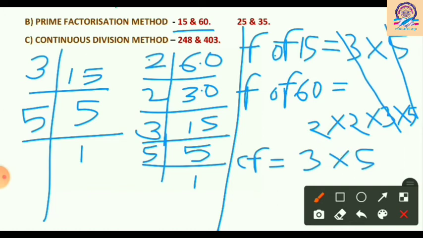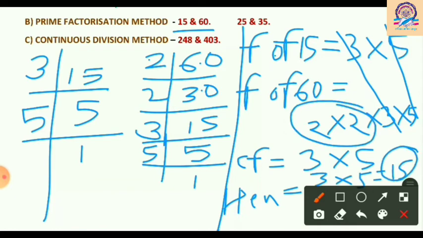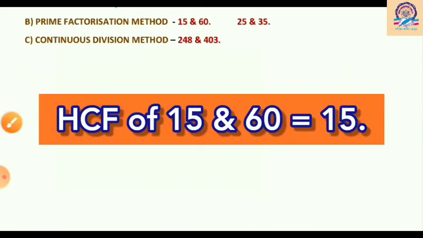Hence the common factors for 15 and 60 are 3 into 5, and when you multiply 3 into 5 you will get 15. Clear? Here the remaining numbers were 2 and 2, so you will not take them. In LCM we take these, but in HCF we don't take the remaining numbers, only the common numbers. So 3 into 5 is 15. So at last we can say the HCF of 15 and 60 is 15.